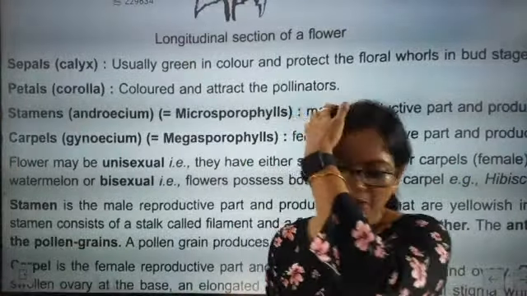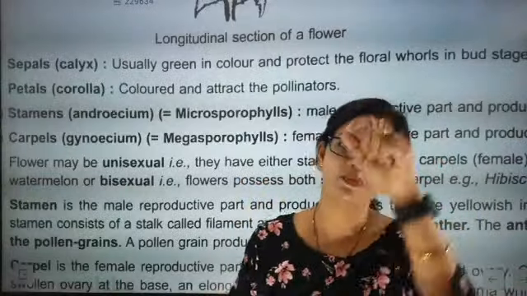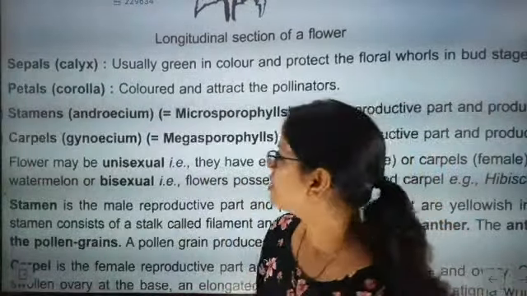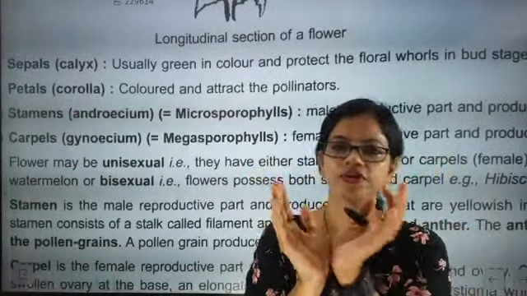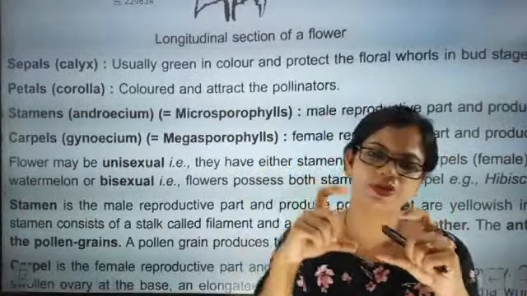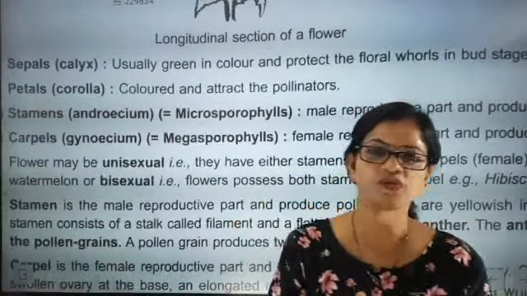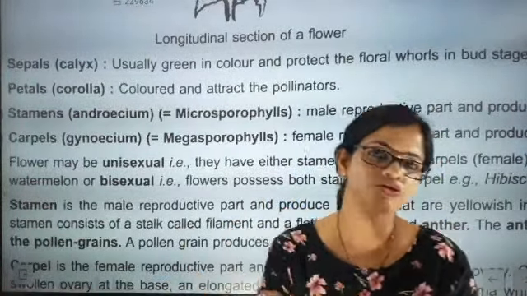When a flower has both stamen and carpel, both the male stamen and carpel in one flower, it is called a bisexual flower, meaning it is capable of reproduction on its own.